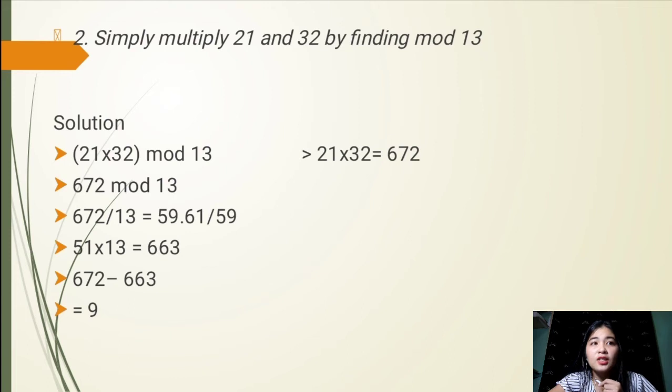So 672 divided by 13 is equal to 59.61. But since 59 is a whole number, let's eradicate the decimal numbers. So we just use 59 since it is a whole number and multiply it by 13, and the result is 663. And just simply subtract 672 minus 663, and our mod 13 is equal to 9.